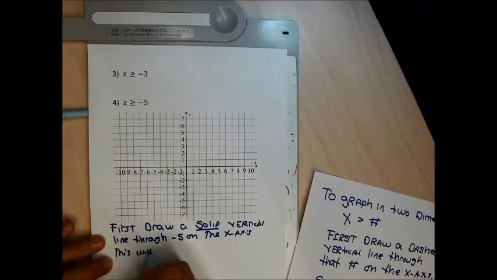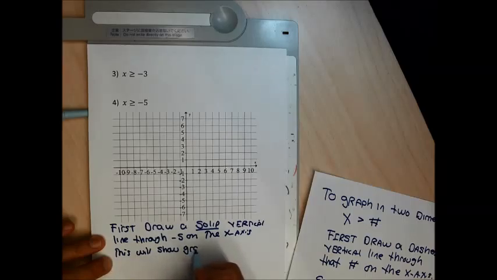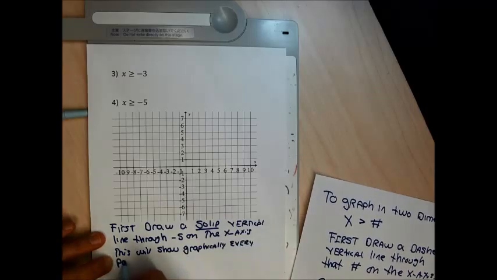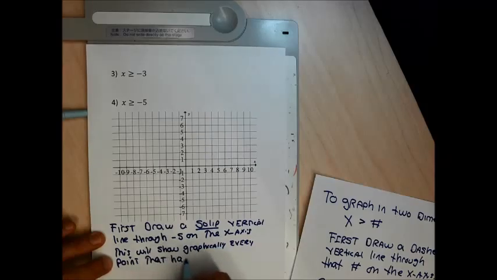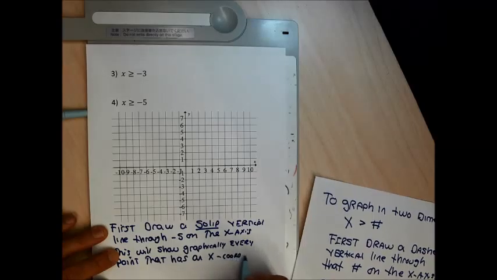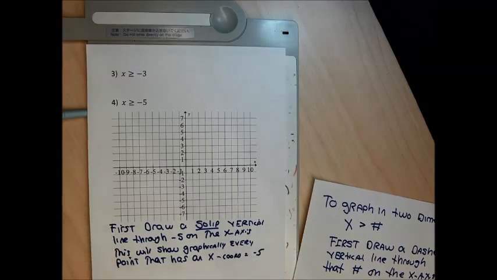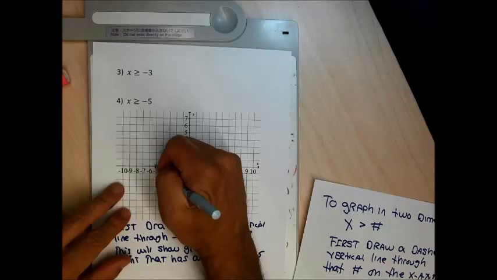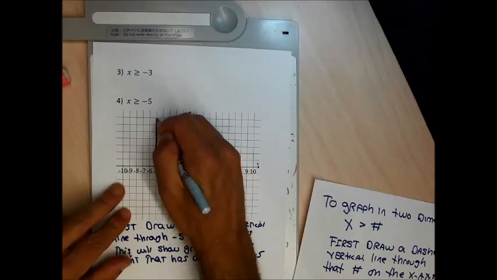This will show graphically every point that has an x coordinate equal to -5. So I'm going to draw a solid vertical line through -5 on the x-axis for problem 4. So I find -5 on the x-axis and I draw a vertical line.